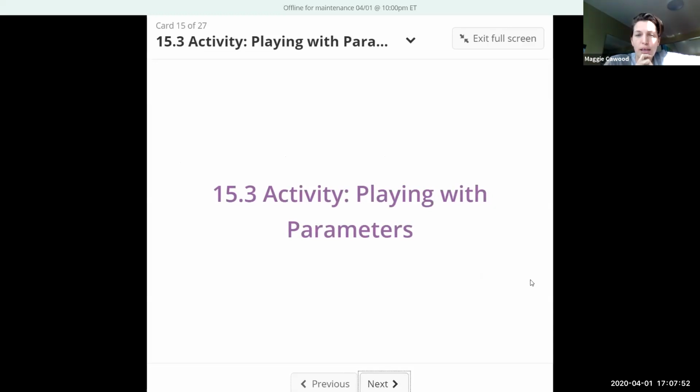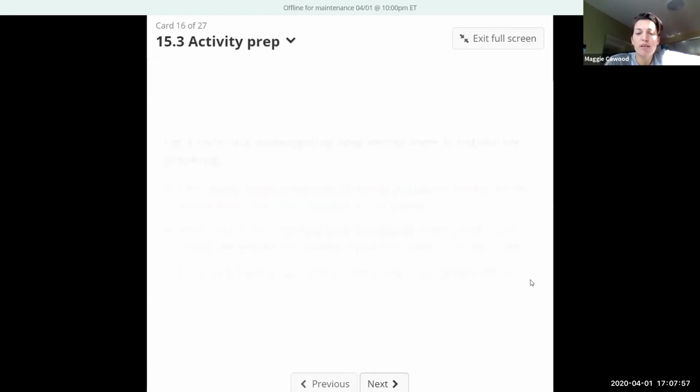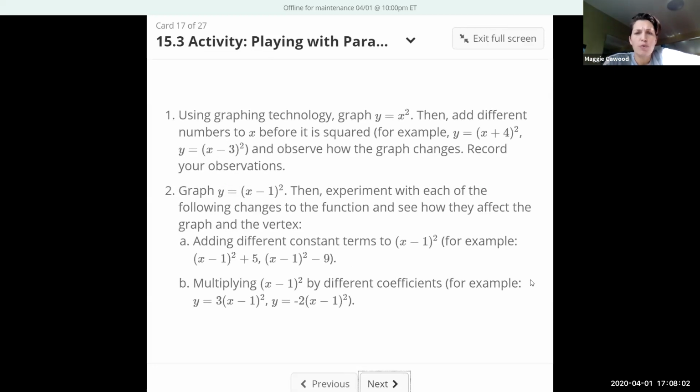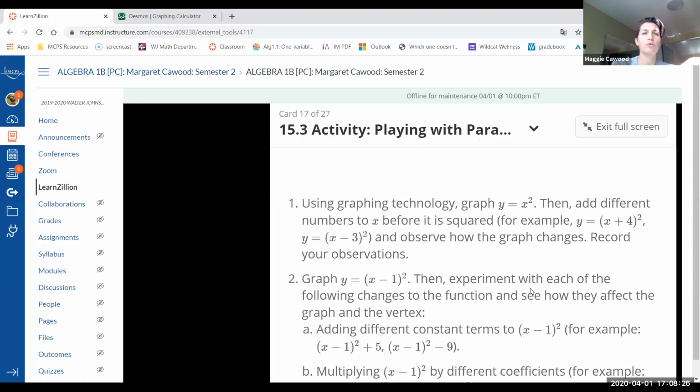All right. Playing with parameters. So here we're going to get to play in Desmos a little. It's asking you to do three things, I think, here. First it's asking us to put a value next to x inside the parentheses and see what happens. If you want to go to Desmos or on your TI calculator, you can do that. So I'm going to just exit full screen and go to Desmos.